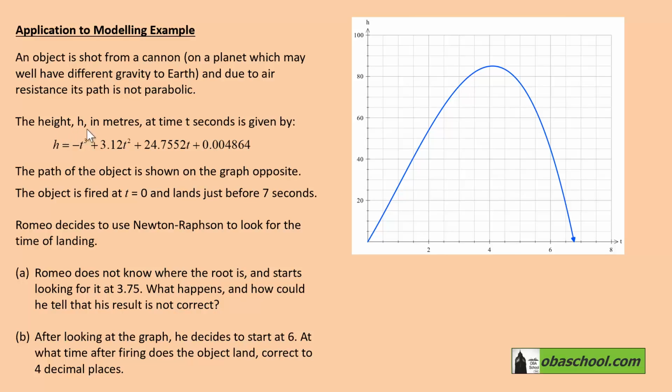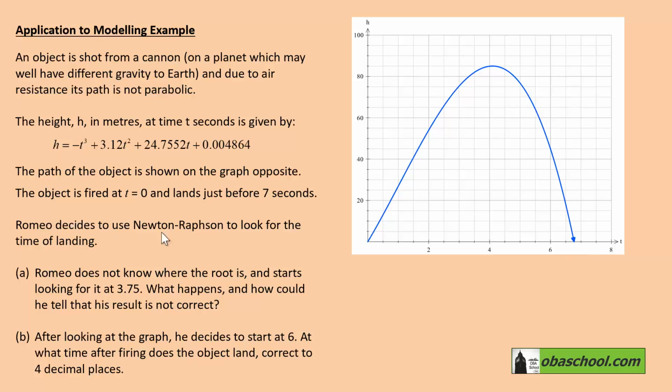The height, h in meters, at time t seconds, is given by h is equal to negative t cubed plus 3.12 t squared plus 24.7552 t plus 0.004864. The path of the object is shown on the graph opposite. The object is fired at t equals 0 and lands just before 7 seconds, as we can see here.